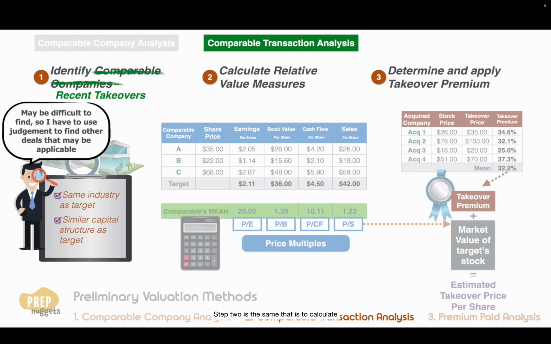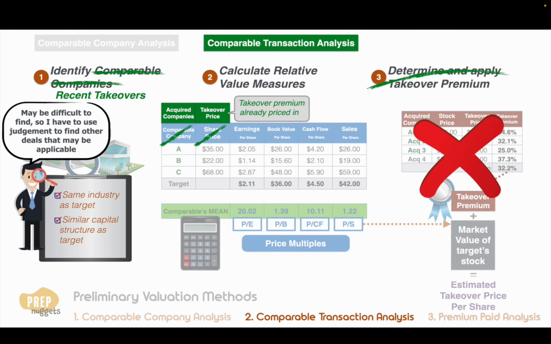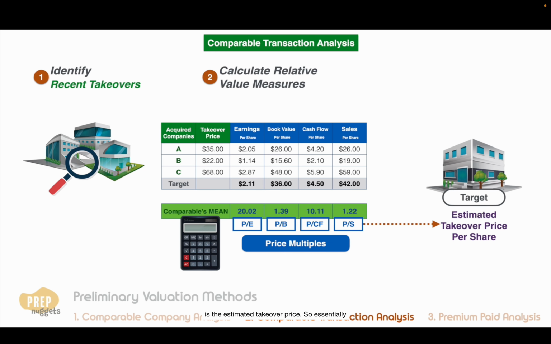Step 2 is the same, that is, to calculate the relative value measures for these companies that were acquired. However, note that they should be based on the final takeover price of the shares of these similar companies, not the market price. And since the takeover prices have already priced in the takeover premium, we should not add on takeover premium again. The estimated share price of the target from Step 2 is the estimated takeover price.